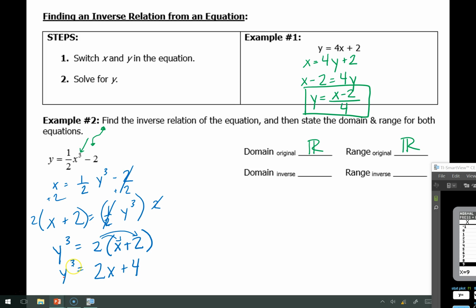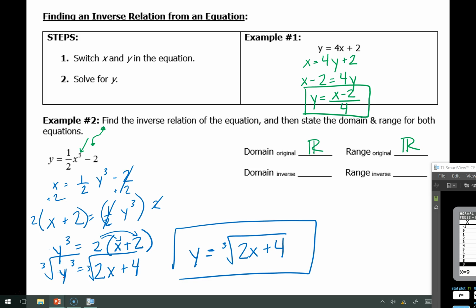And then in order to get rid of this cube, because I want my equation to just be y is equal to something, I'm going to take the cube root of both sides because I have a triplet, or 3 y's. And if I take the cube root of it, that triplet of y's, those 3 y's, will come to the outside. Cube root of y to the third is just y. And that leaves me with y is equal to the cube root of 2x plus 4. And that is my new relation's equation.